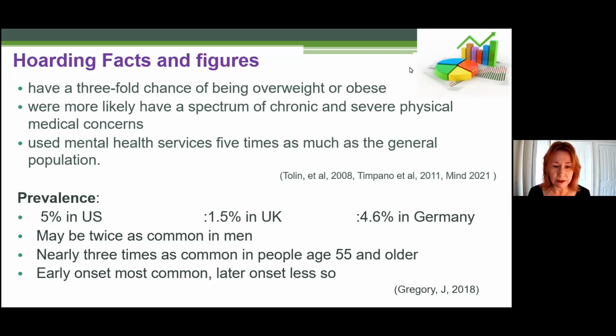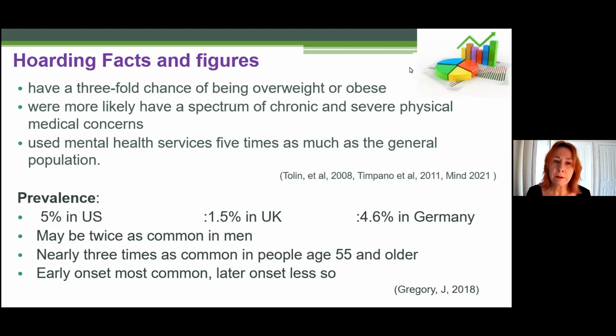In terms of prevalence, prevalence is 5% in the US, 1.5% in the UK, and 4.6% in Germany. And if we think about the US and the UK, for example, we know that a lot of things in the US go large. You go to McDonald's, it's go large, and part of that culture has come over to this country. But we still, relatively speaking, have a lot fewer hoarders than in the US.